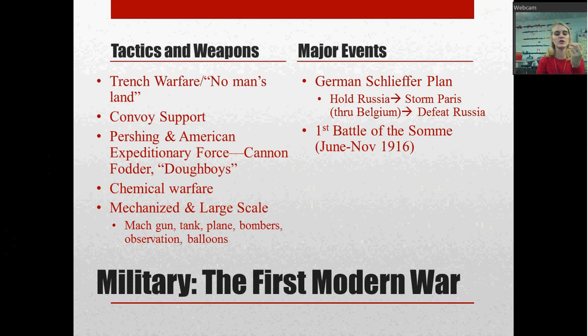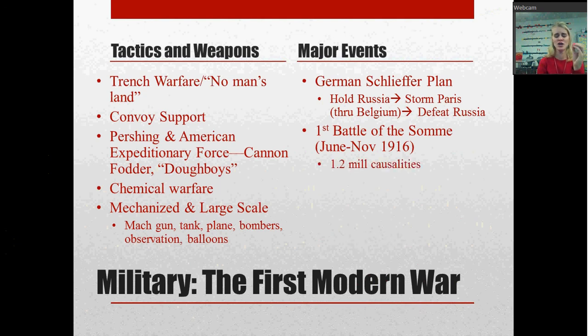So these battles, the thing to remember is that they don't actually take place in one day. Sometimes they take place over a series of months. This particular battle takes place between June and November of 1916. And just to give you an idea of how little territory is gained, right?